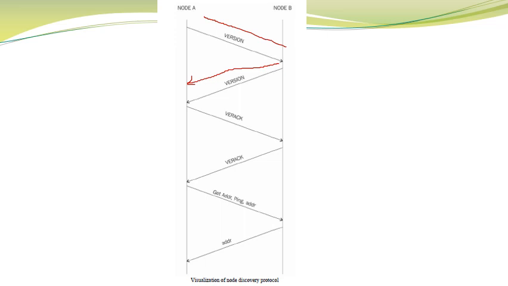Then after getting this version from the remote node, node A will reply with the message version acknowledgement. You can see this version acknowledgement, and node B, which is the remote node, will also send the message version acknowledgement. Then the next task is to know the address of the remote node. These nodes will exchange the addresses, and for exchanging the addresses, they will use the messages get address and address.